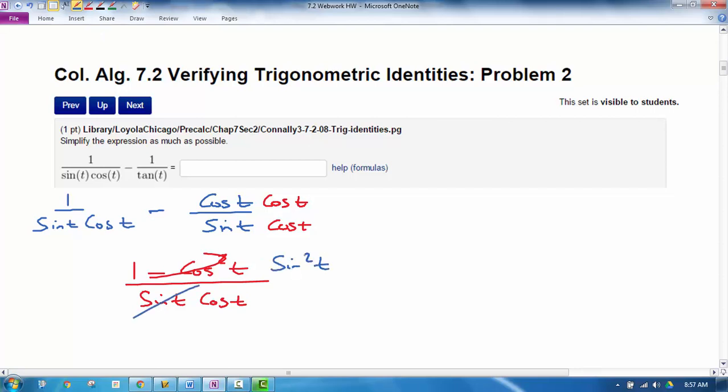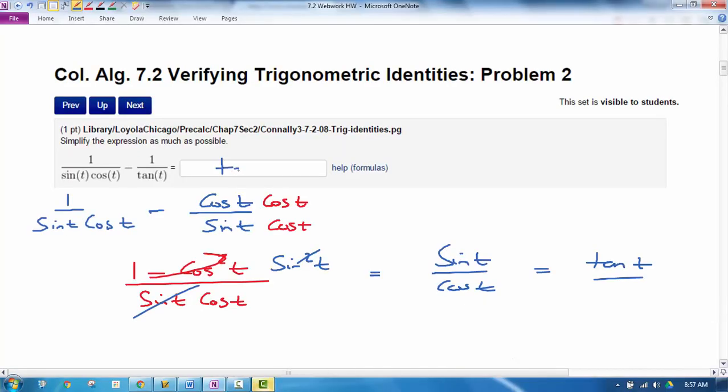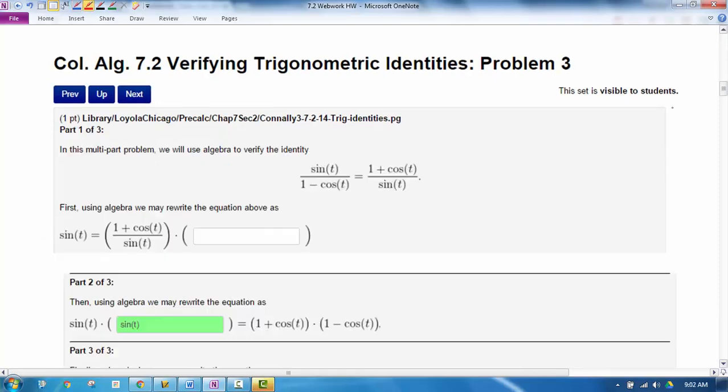And then one of these sines will cancel with one of these. So my final answer is sine of t over cosine of t, which is just tangent. So this is the work that I would look for on a test. And your answer would be tangent of t.